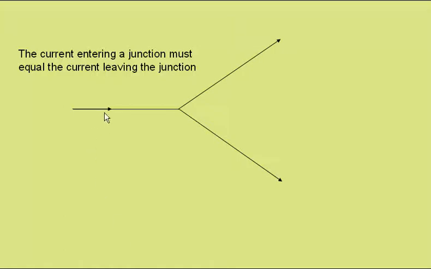This is the current entering a junction, which is then splitting into this path and this path. If we know that 2 amps enter the junction and 1.5 amps are leaving through the top route, there must be 0.5 amps leaving through this bottom route.